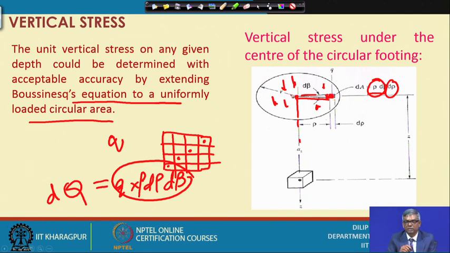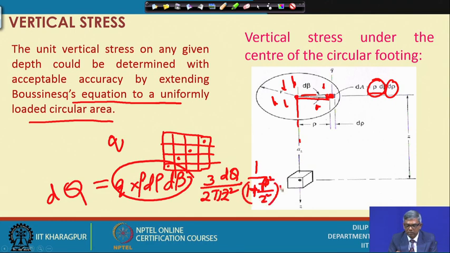Because of this dQ point load, I want to find out the effect at the center. How to find this? The same point load formula will be applied, because this is the Q applied here at a distance rho. So, the same formula, 3 dQ by 2 pi z square into 1 by 1 plus r square by z square, to the power 5 by 2, where here r is rho.